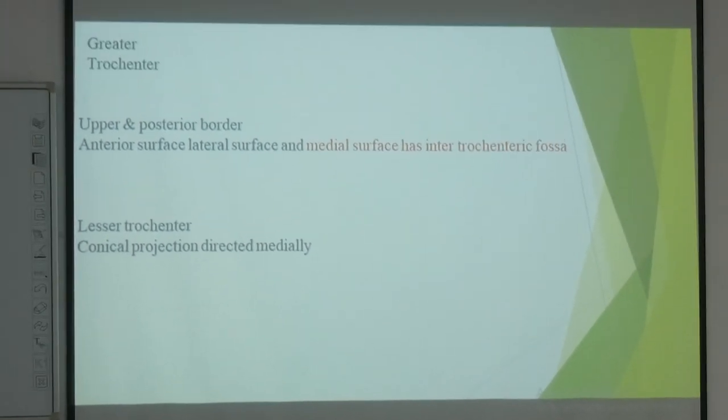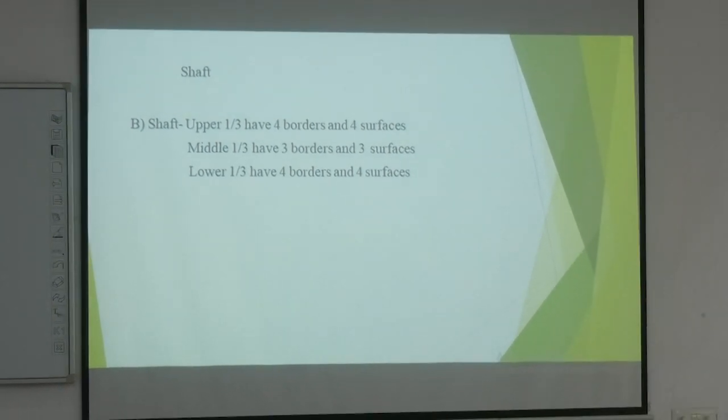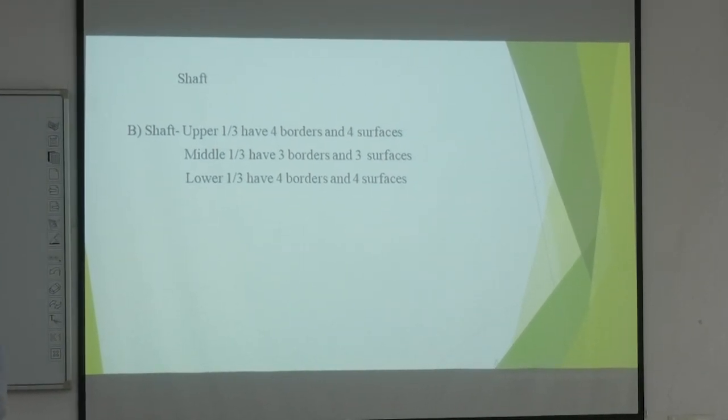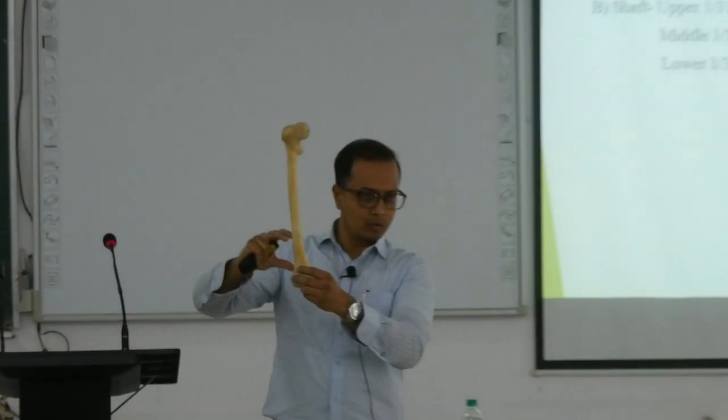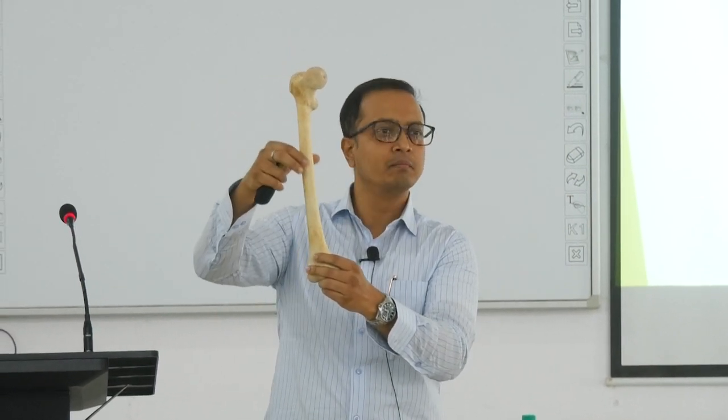Now we are moving to the lower end. Oh no, we move to the shaft first. So this is the shaft, joining the upper end with the lower end. This entire thing is the shaft. Now the shaft can be divided for descriptive purposes into 3 parts: upper third, middle third, lower third. Upper part of the shaft, middle part of the shaft, lower part of the shaft.